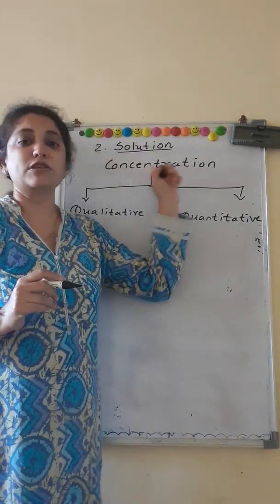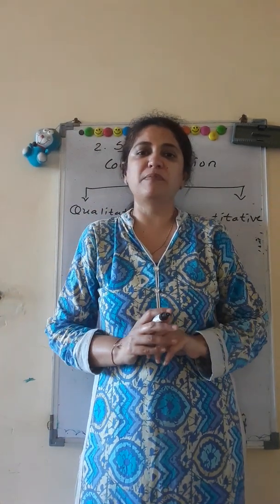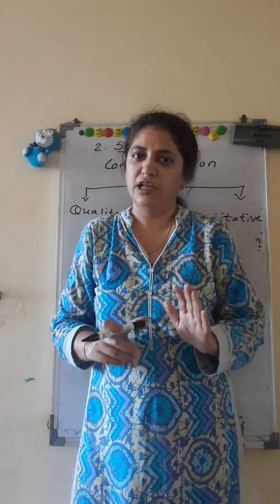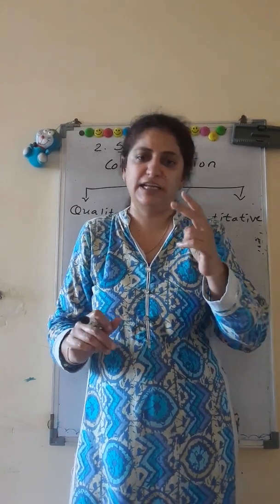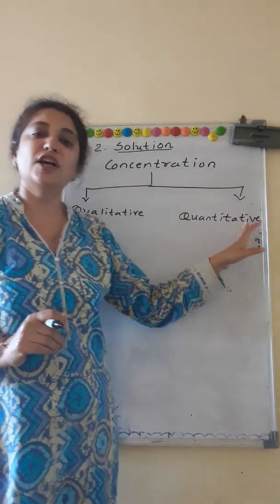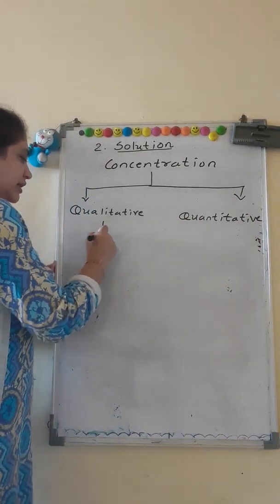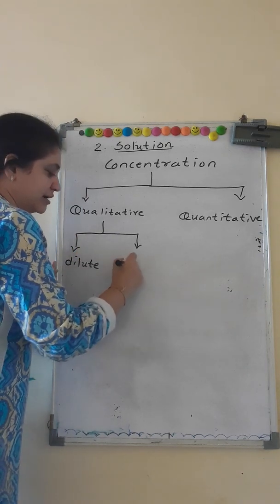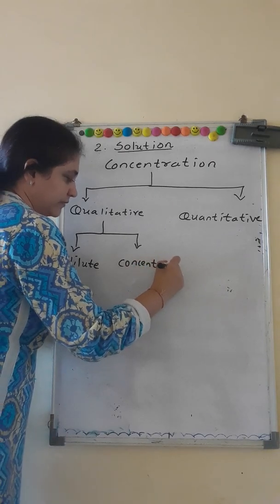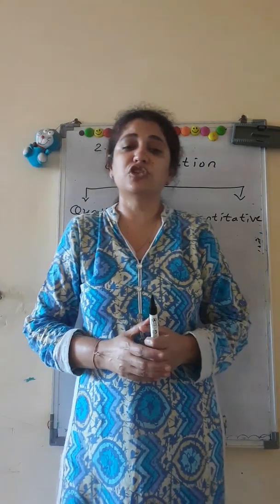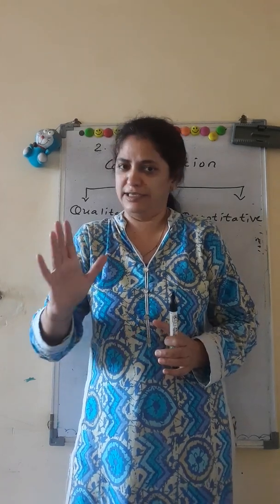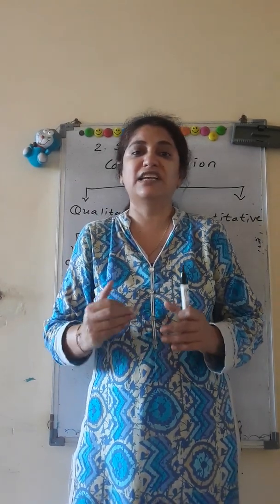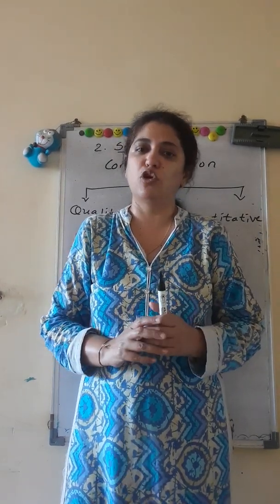Next, we have concentration of a solution. A concentration means how much solute is present in a given amount of solvent in general. And concentration of a solution can be expressed in two manners, qualitative and quantitative. In the qualitative manner, it is expressed as dilute and concentrated. A dilute solution means it contains less amount of solute dissolved in a given amount of solvent, and a concentrated solution means it contains more amount of solute in a given amount of solvent.